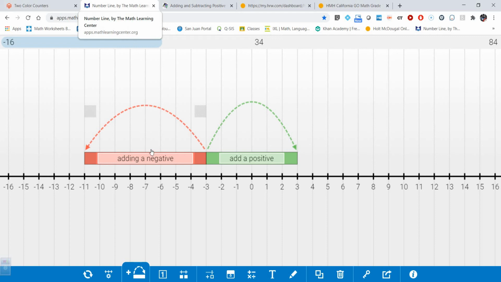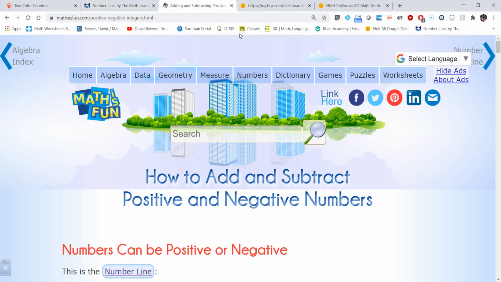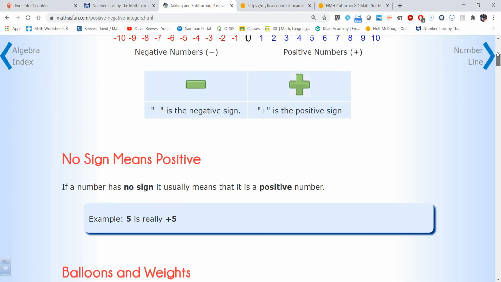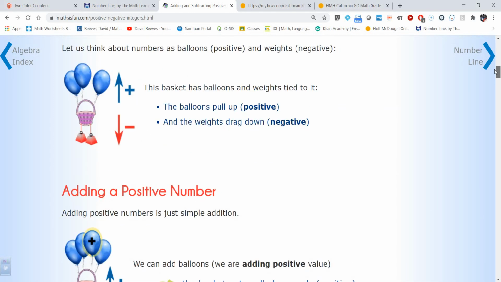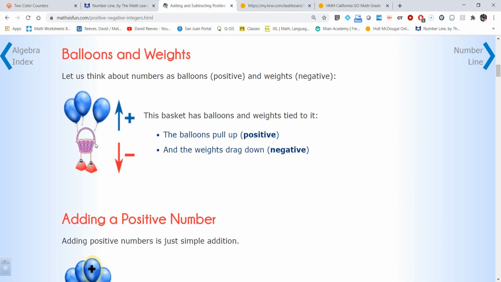All right, what about on a number line? How does subtraction work on a number line? All right, let's go ahead. I found this site here. It's called Math is Fun. I really like this site because, hey, they know that math is fun. But they have this example with a balloon attached to a basket. So balloons on the top and weights on the bottom.